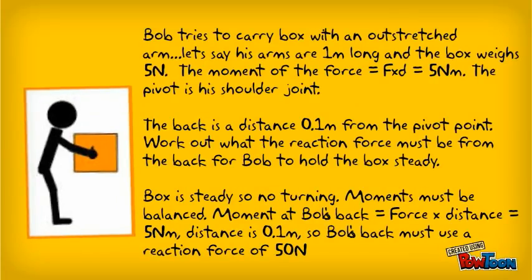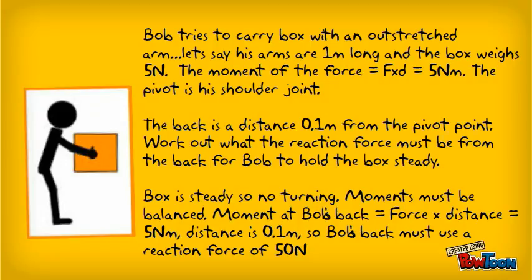Now, moments are quite important. Let's look at Bob, who is trying to carry a box with an outstretched arm. Let's say Bob's arms are 1 meter long and the box weighs 5 newtons. The moment of the force will be equal to the force multiplied by the distance, which is 5 newtons multiplied by 1 metre, or 5 newton meters.